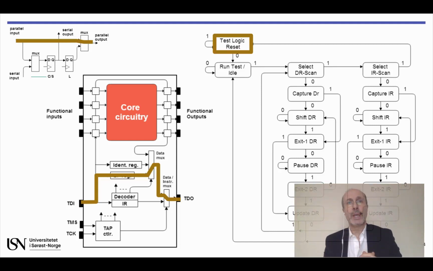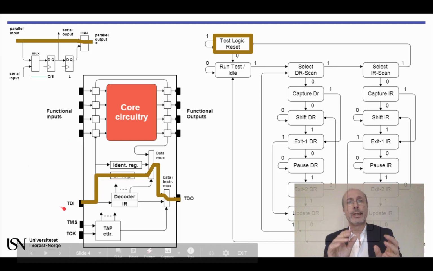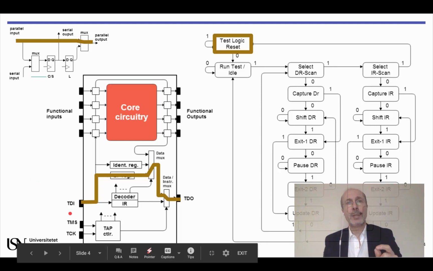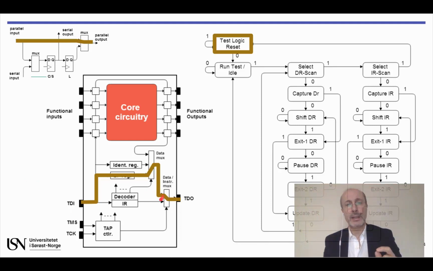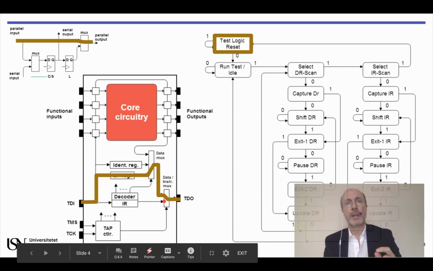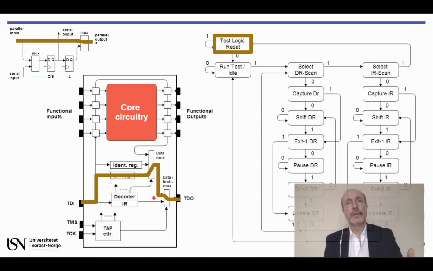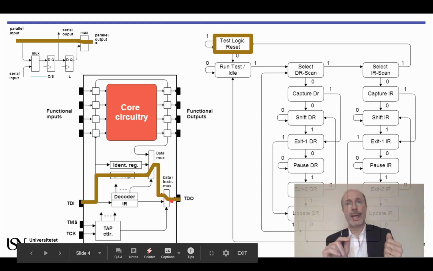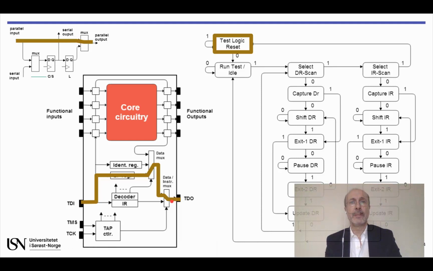You may recall that we have to start by driving an appropriate sequence of zeros and ones to TMS in order to select the lower input of the data instruction multiplexer, since this mode is required to shift in the first instruction, and also to shift out the 0-1 patterns that will check the integrity of the boundary scan chain. So this will happen in the shift instruction register state.